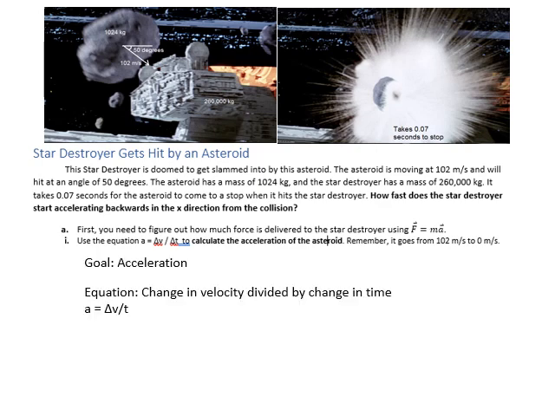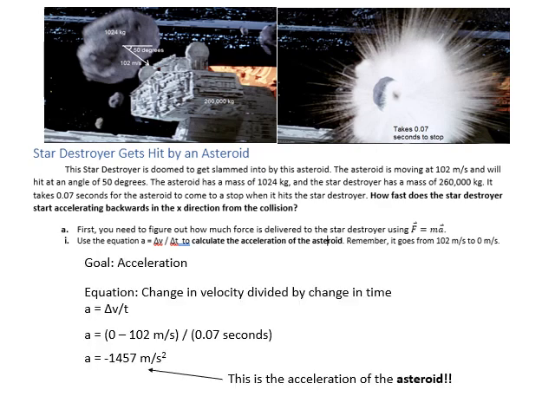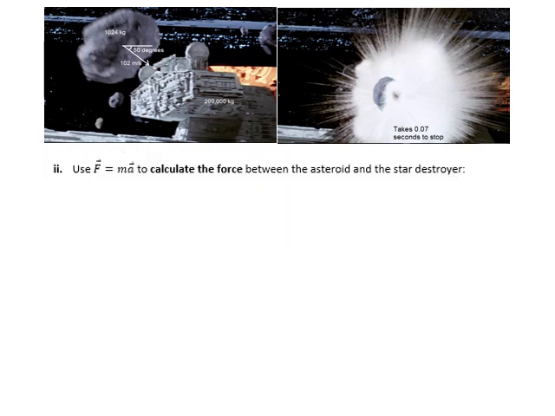So one last thing, actually, this was the acceleration of the asteroid. So how quickly the asteroid is slowing down, not of the spaceship. So the thing that was slowing down from 102 to 0, that was the asteroid. And it sends the spaceship backwards a little bit. So you want to make sure you note that this was the acceleration of the asteroid. We do not yet know the acceleration of the spaceship.